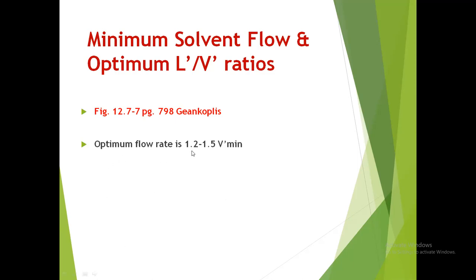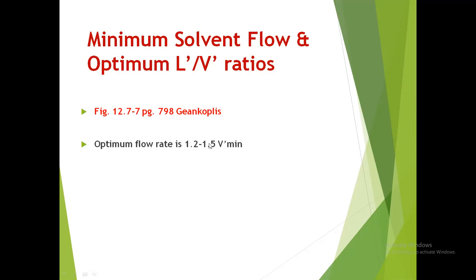The optimum is 1.2 to 1.5 times the minimum solvent requirement, the inert part of the solvent that is. So it's either 20% or 50% more of the inert part of your solvent. That's your minimum solvent, that is. That would be now your optimum flow rate. So for you to be able to know the optimum, you first need to know the minimum, because once you have the minimum, you just multiply it with either 1.2, 1.3, 1.4, 1.5.